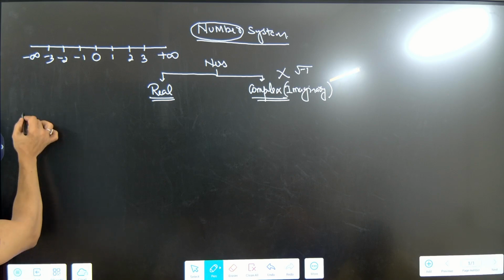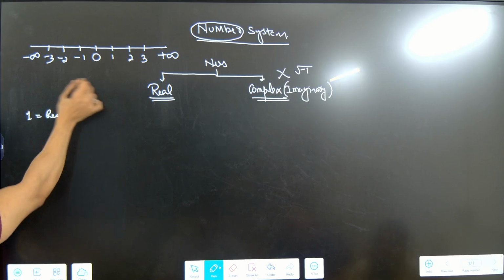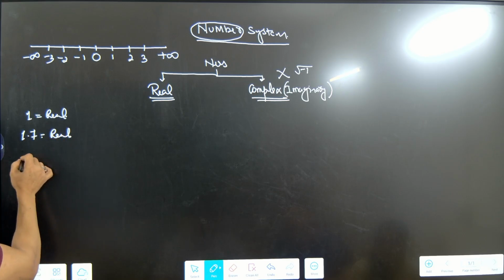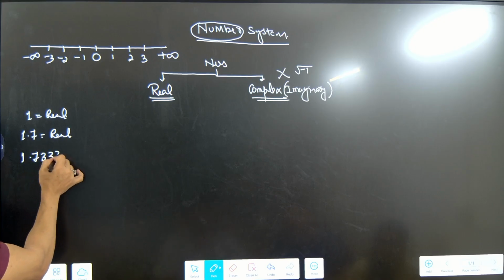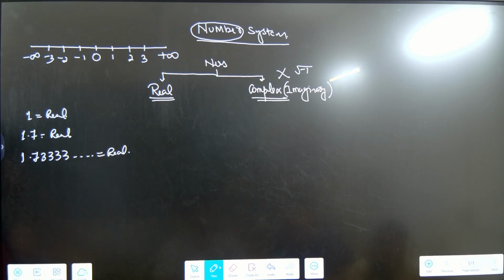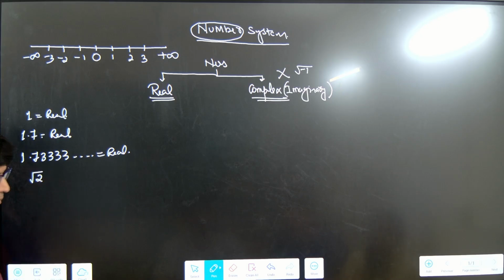So is 1 a real number? Yes. Okay. All these numbers, right? 1.7. Yes. 0.73333. Yes. Right? Root 2. Is it a real number? Yes. 1 point something. Is it a real number? It solves to something, right? Yeah. But how will you place root 2 on a number line?